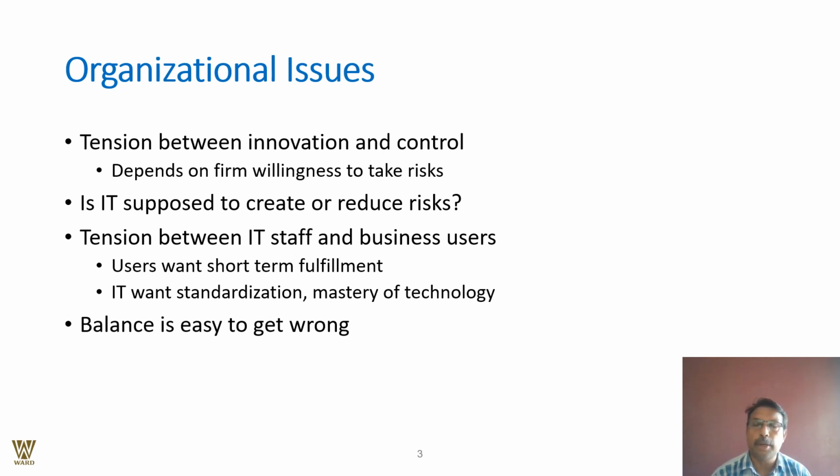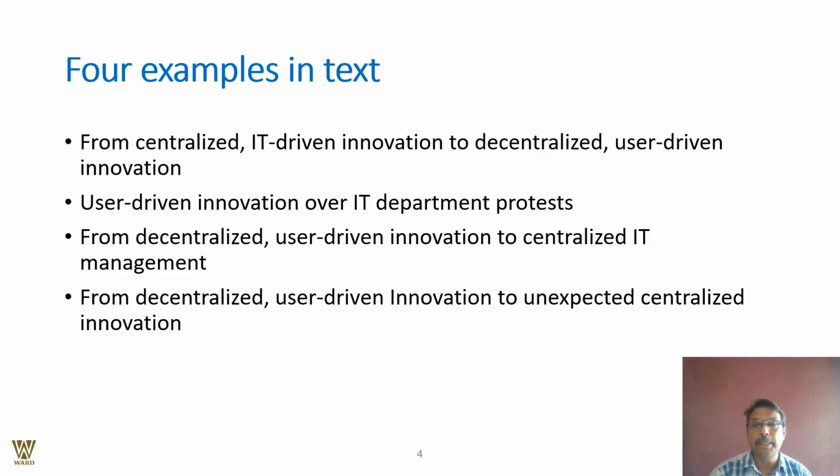Tension between IT staff and the business users. Users want short-term fulfillment, whereas IT wants standardization. IT wants mastery of technology. The balance is easy to get wrong, and people misunderstand each other, or they don't understand the perspective of one another, as in the business people and the IT people.